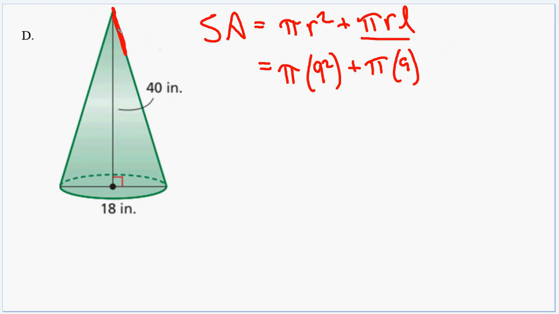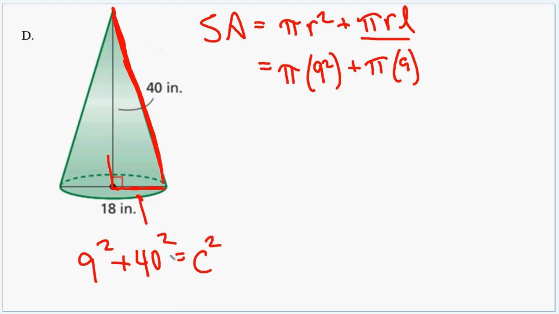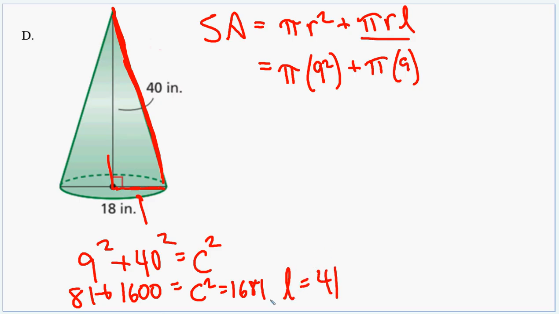So back to the picture, L will be this distance here. And if I bring it over here, we have a right triangle. So this side here on the bottom is going to be 9 squared plus our height is 40, and we'll square it. And that's going to equal our hypotenuse, or c squared. So 9 squared is 81. 40 squared is 1600. Those are going to add up to 1681 is c squared. And if we hit the root button, it turns out to be a beautiful 41. L is 41. So this L right here, we're going to multiply that by 41.